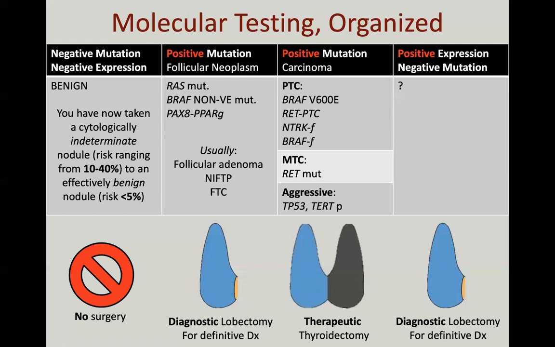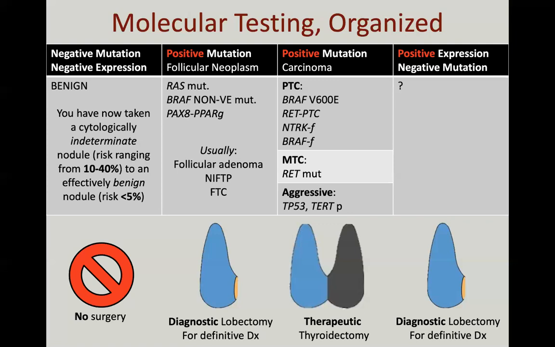What if you have a positive gene expression profile, but a negative mutation? Meaning your microRNA looks like you might be malignant, but you don't have a mutation that's specific. Well, it still could be cancer. So these patients, again, undergo diagnostic lobectomy for definitive diagnosis. These are kind of the buckets that I put things in when I'm looking at the FNA results and the molecular results. Does this help?